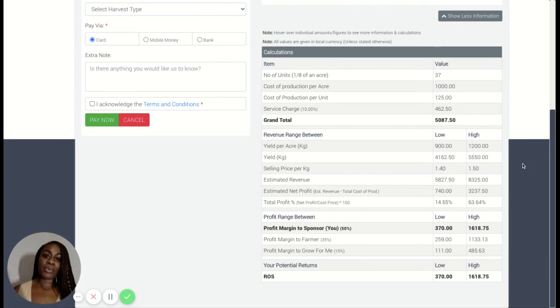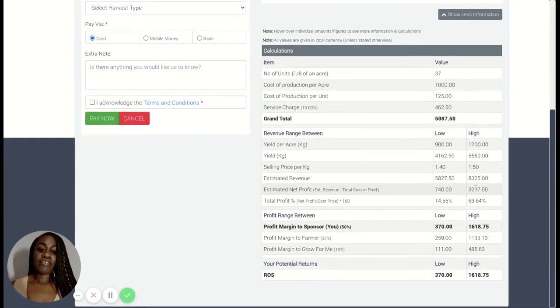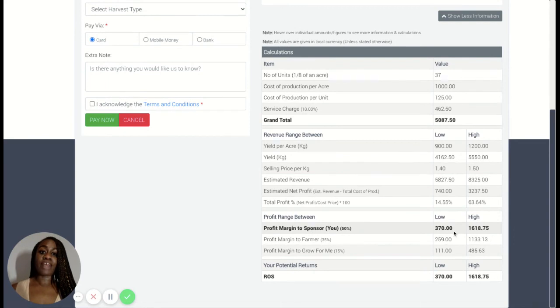It's those two variables, the price and the yield, that determine your return. Based on that information, if we were to have a low yield and a low price point, here is what you would get as a sponsor. Remember, as a sponsor you're entitled to 50% of the profits, the farmer gets 35%, and we at Grow For Me get 15%. So what you would see here is what your profit would be on the low side. That would be 370 cedis. The farmer would get 259 cedis, and Grow For Me 111 cedis.